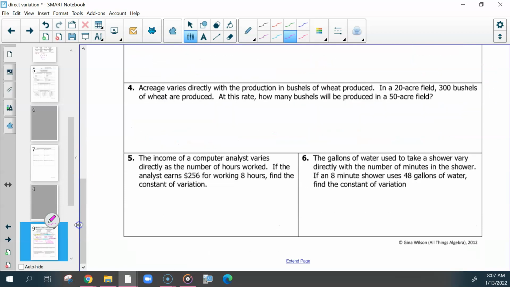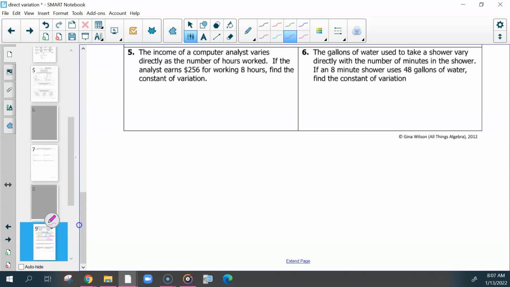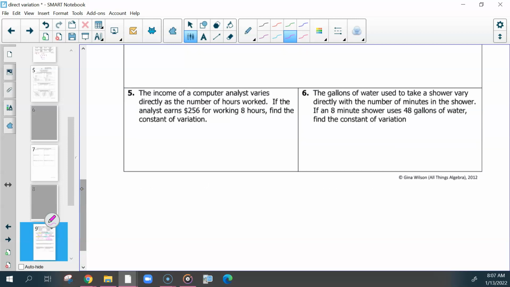For the last one, we're going to do 5. So for 5, the income of a computer analyst varies directly as the number of hours worked. If the analyst earns $256 for working 8 hours, find the constant of variation. So in this case, we're not looking for an X or a Y, we're looking for K. They give us the two numbers, so we just have to find what K is. You do still need to know what Y is and what X is, but that can easily be determined by looking at the first sentence.